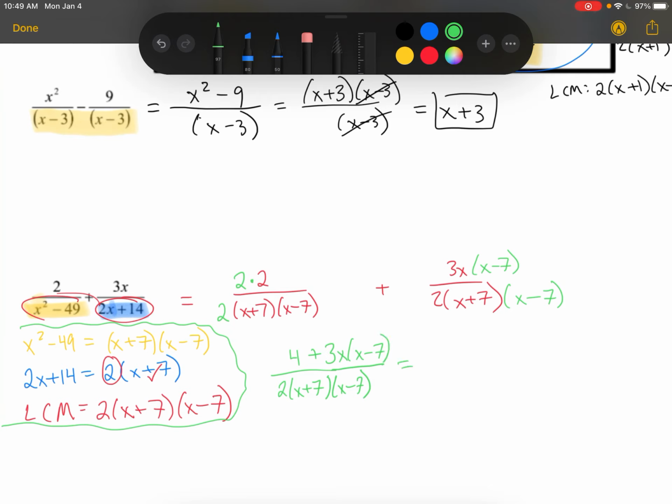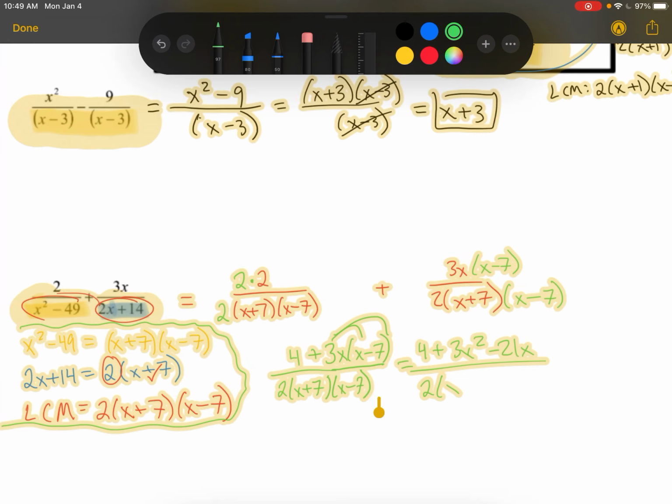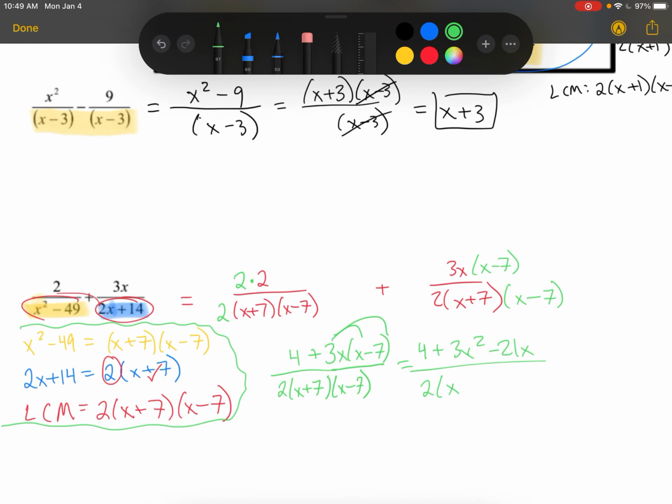Now, we always want to check to make sure whether or not we can simplify. So we have 4. Let's see if we can distribute this in. 3x squared minus 21x. And then on the bottom, 2x plus 7, x minus 7.